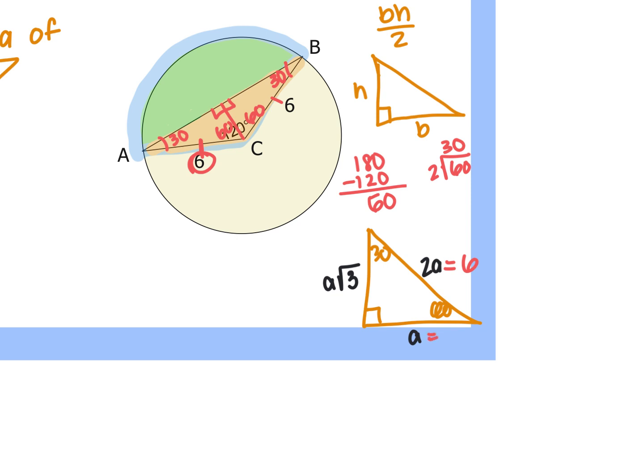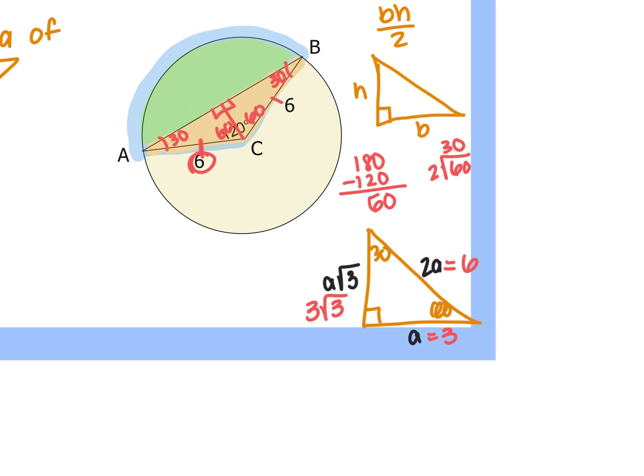6. Not 6. 3. Okay, 2 times 3 is 6. So this is 3 radical 3. Where did I get that 2? Because that's the measurement 2A. Where did I get that? Oh, that's the rule for special right triangle.